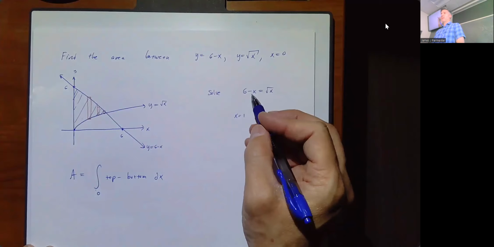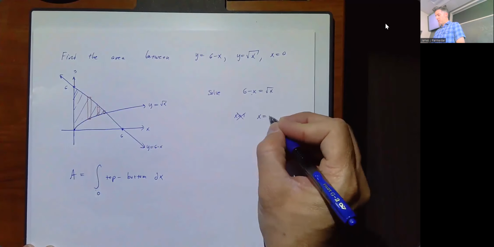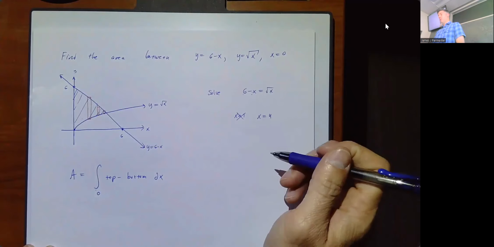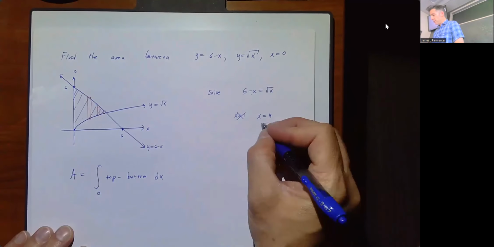Nope, that doesn't work. 6 minus 1 is 5. Square root of 1 is 1. Or x equal to 4. 6 minus 4 is 2. Square root of 4 is 2. Oh, I scored. That's what I want.